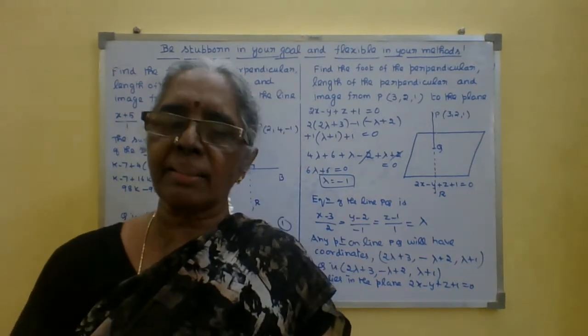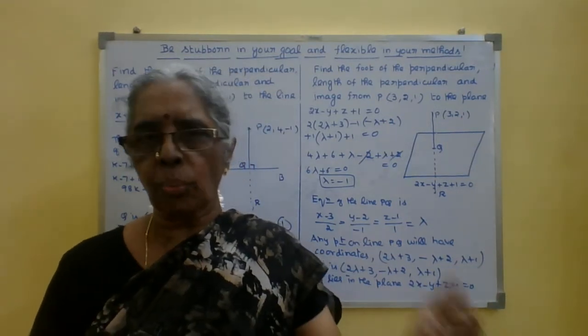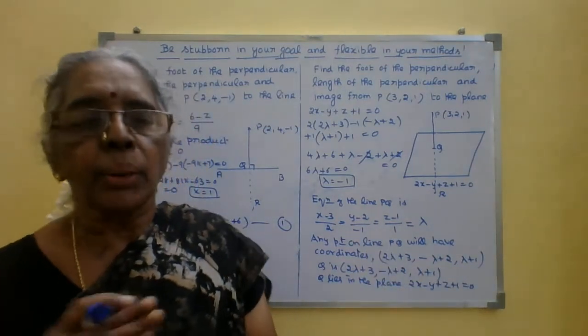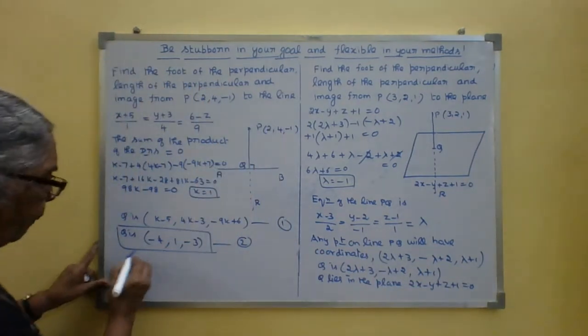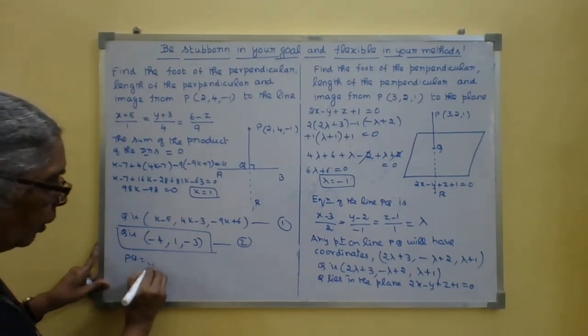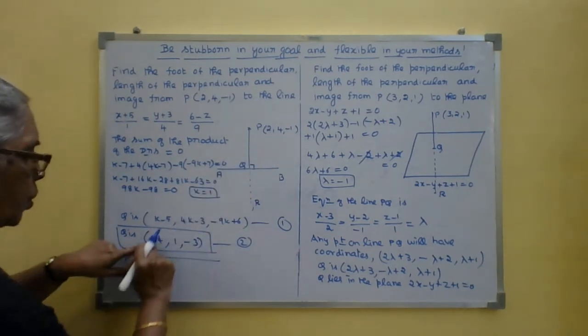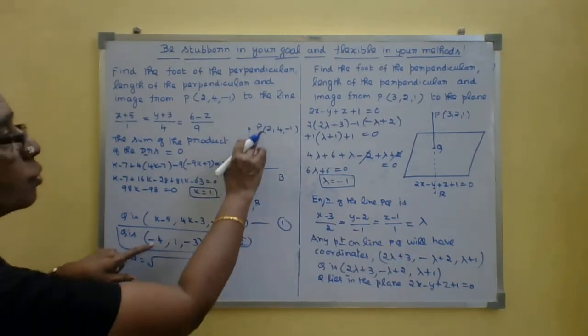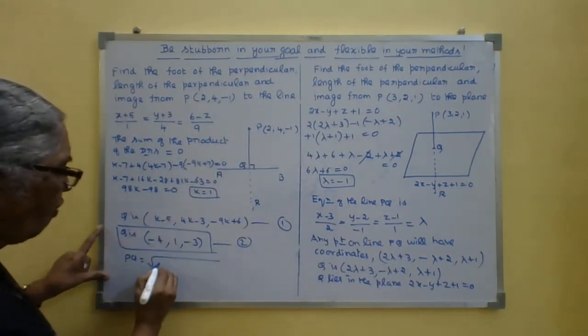Root of (x2 minus x1) the whole square plus (y2 minus y1) the whole square plus (z2 minus z1) the whole square. You can find the length of the perpendicular PQ. So PQ is equal to root of, now P is 2, this is minus 4. You can take anything as x1, y1, z1. So I am taking this 2 minus of minus 4.